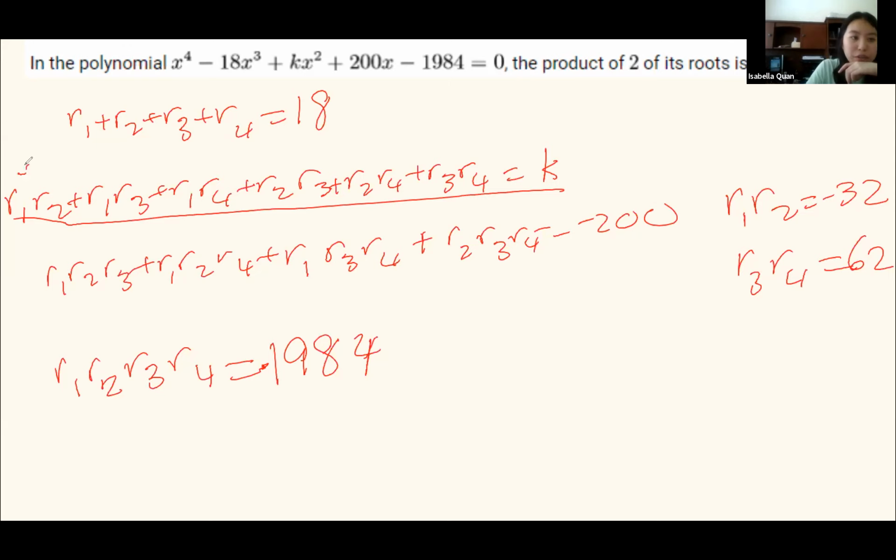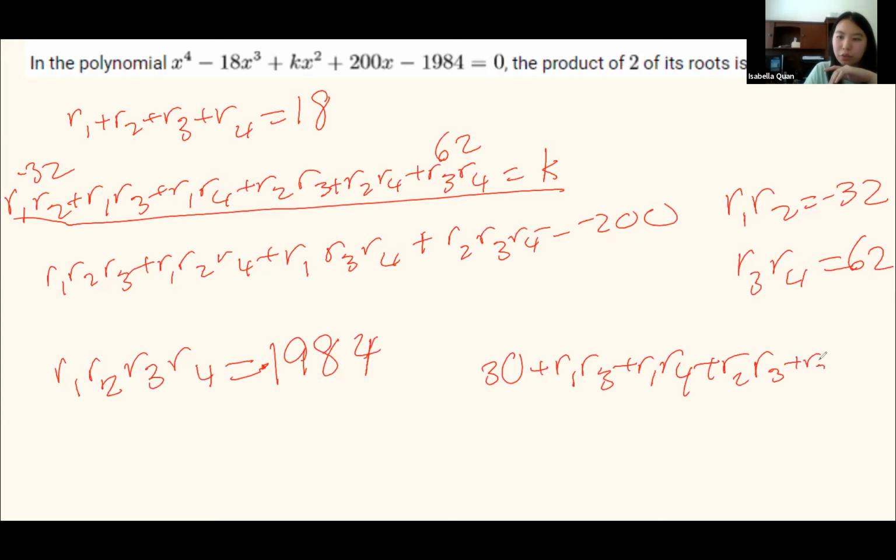Let's put a negative 32 here. Sorry, I'm a bit indecisive. No, let's put a 62 here. So 31 plus R1, R3 plus R1, R4 plus R2, R3 plus R2, R4. So this looks kind of arbitrary. Like there's nothing nice that gets us these terms, or is there?